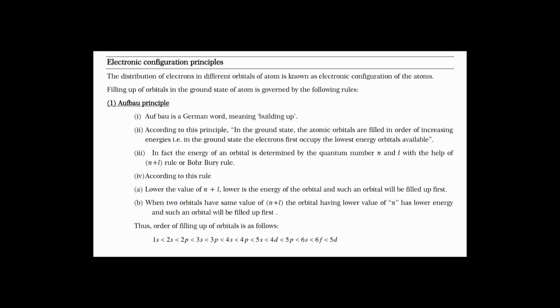the lower the n plus L value, the lower is the energy of the orbital, and such an orbital will be filled first. So this is the order of filling of orbitals. You can see here 1s, 2s, 2p, 3s, 3p, 4s, 3d, 4p, 5s, 4d, 5p, 6s, 4f, 5d. You can see that 4f has a lower n plus L value. 5d has n plus L value 7. This is an exception case.